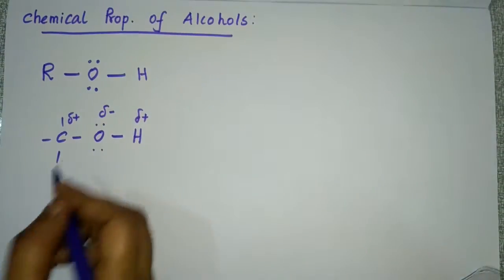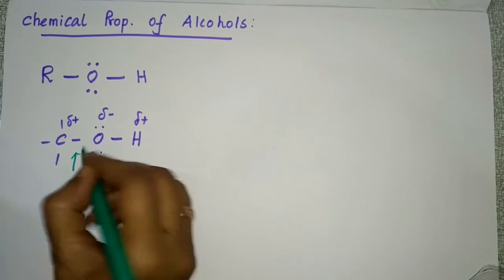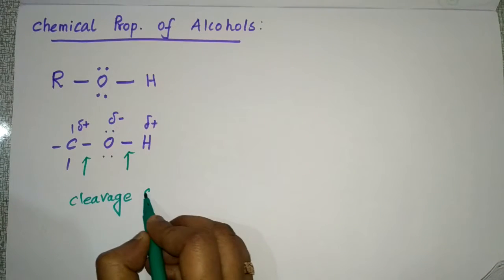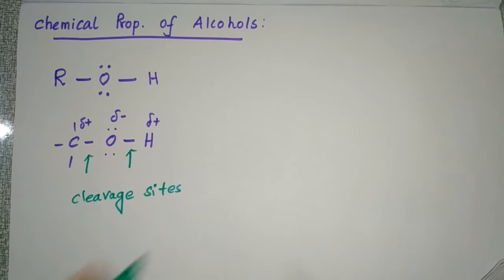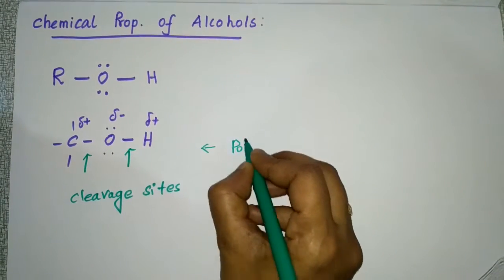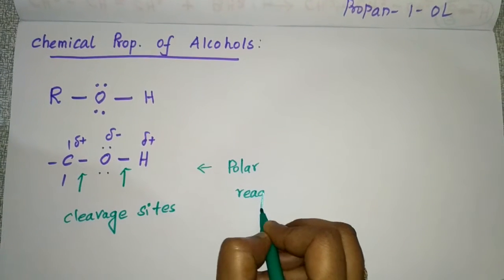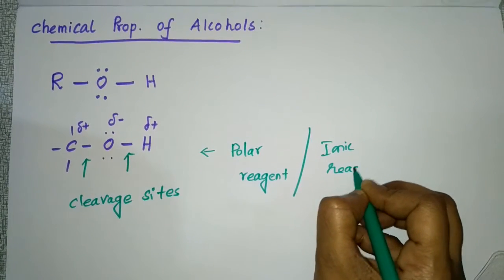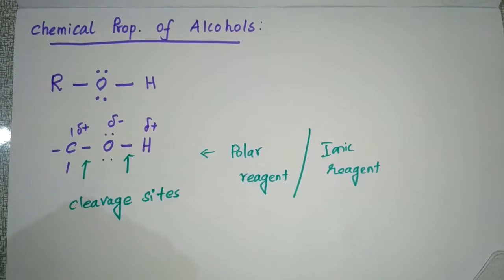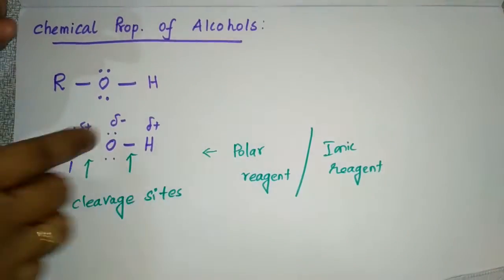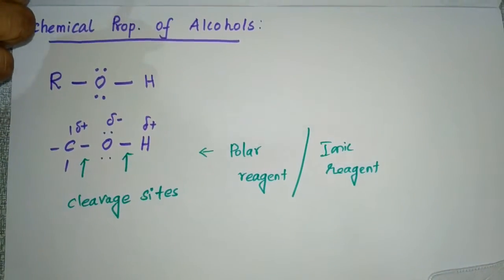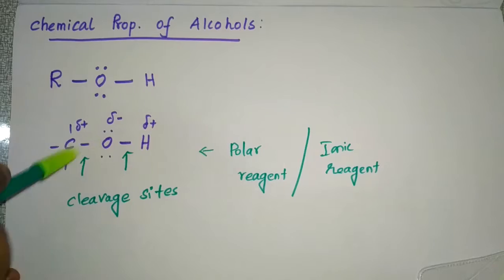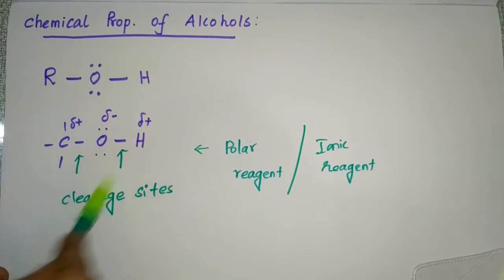These two sides are the cleavage sites. When a polar reagent, or you can say an ionic reagent, approaches this alcohol, this cleavage will occur. So these reagents will attack and cleave it.